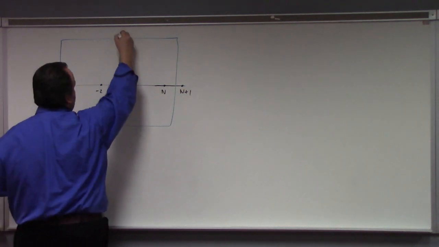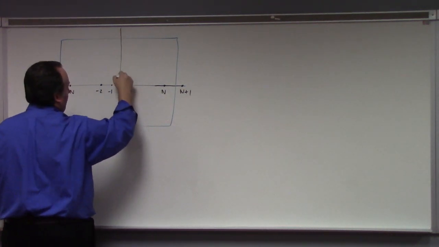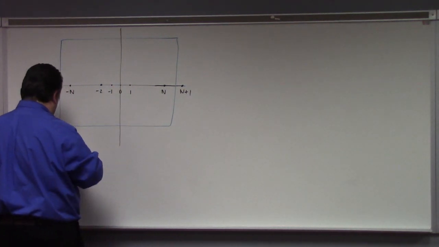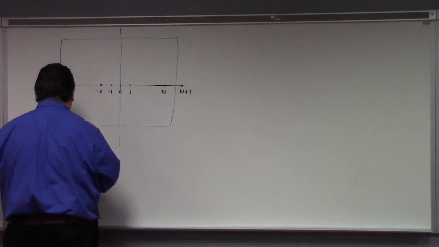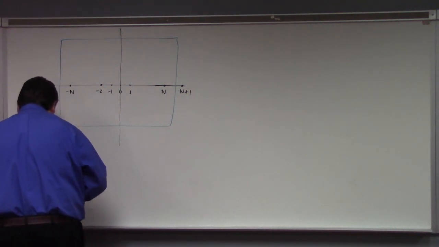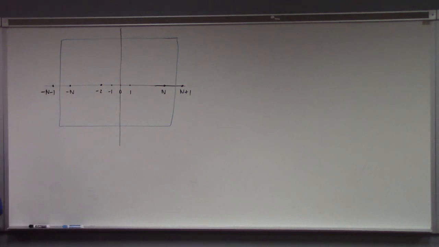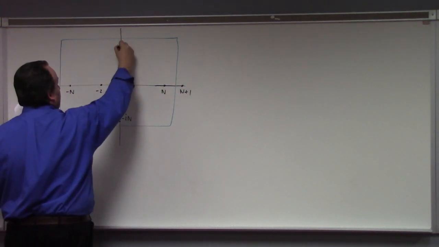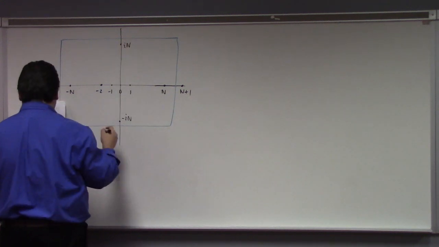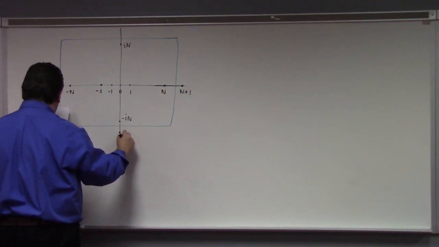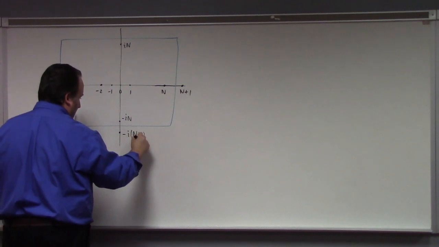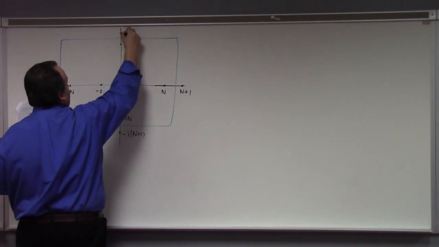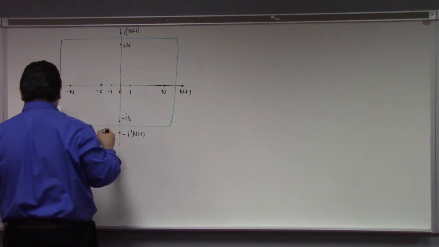Here's the imaginary axis. All right, so we've got minus n down here, plus n up here. And then down here would be minus i times n plus 1, and up here you've got i times n plus 1. So it's a little bit beyond n.